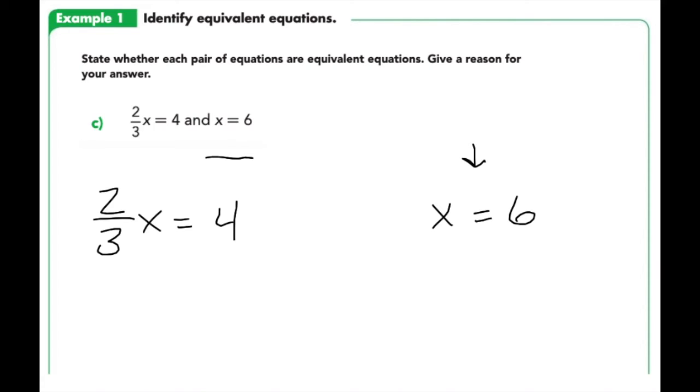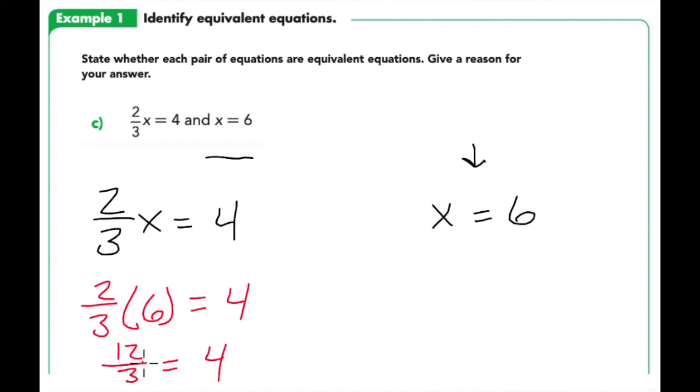So what we could do is substitute on the equation on the left. I'm going to set it up as 2/3 times 6, and that should equal 4 for these two equations to be equal to each other. 6 times 2 gives me 12 over 3. 12 over 3 equals 4, so we're left with 4 equals 4. Because this is a true statement when we plugged in 6 for x, that means these two are equivalent equations. They had the same solution of 6.